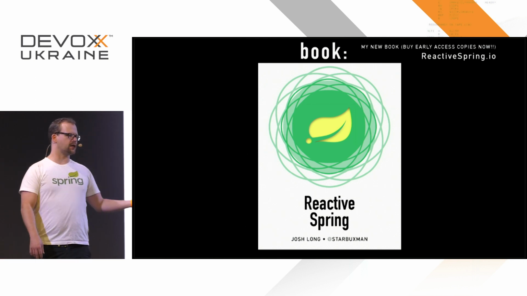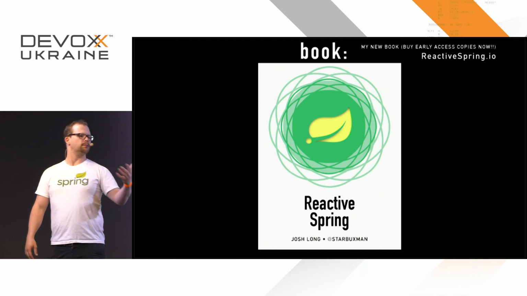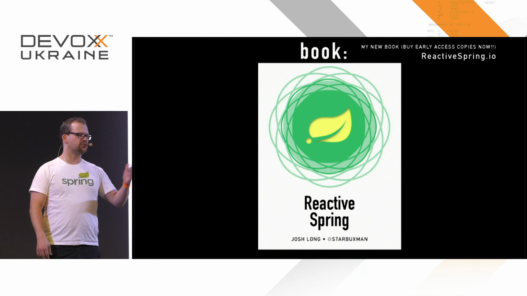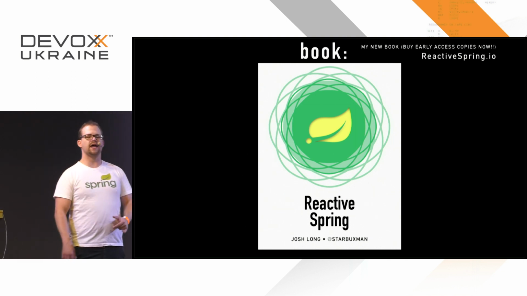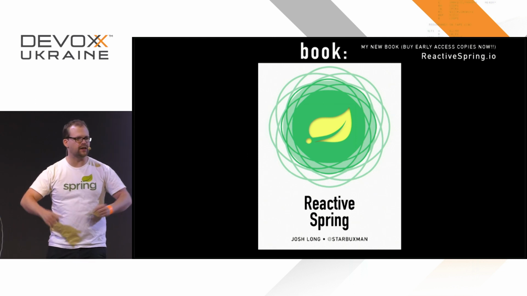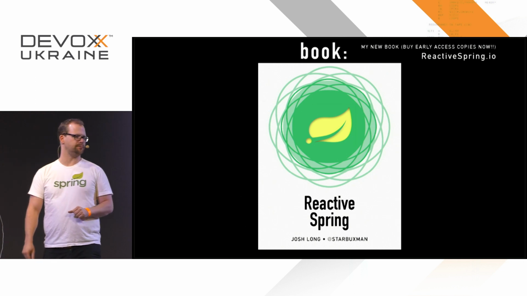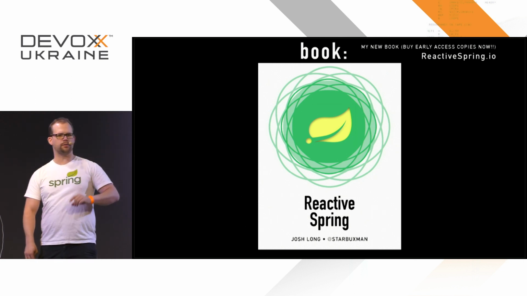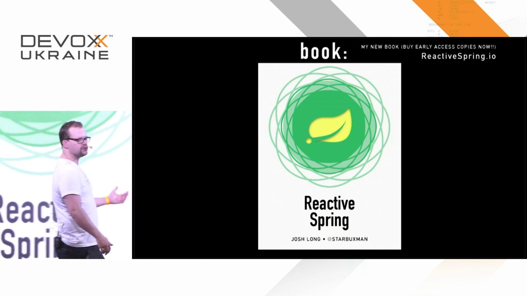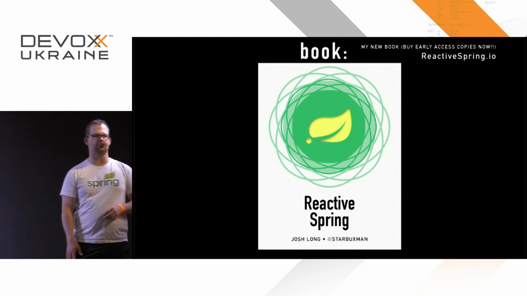Now, reactive programming is not a particularly new idea. It's been around for a long time, right? It's a fairly well understood answer to a problem that has existed for an even longer time. That very simple problem is, how do I handle more users? How do I scale to handle more users? How do I handle more capacity in my services, in my application?